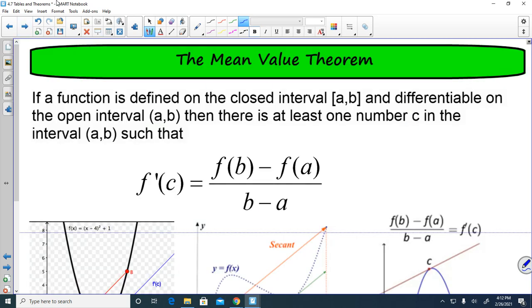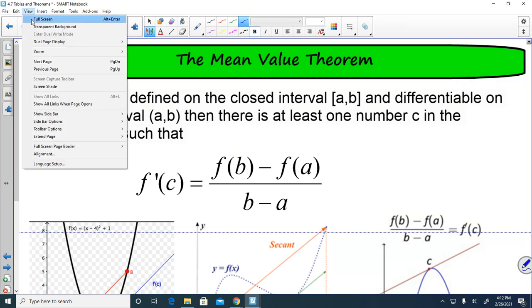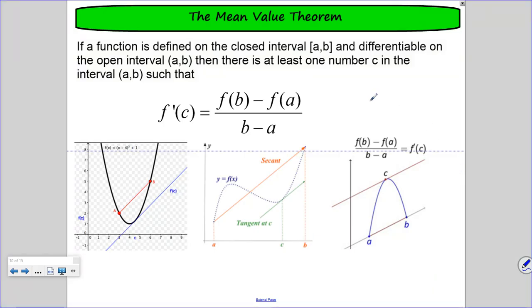Now let's talk about the mean value theorem. You're going to need to see the whole thing. Mean value theorem deals with slope, the value of the slope of an entire interval, and the value of a derivative. So the criteria that has to be met: the function needs to be defined on the closed interval, and it needs to be differentiable, meaning that you can take the derivative. So the way that this looks graphically, differentiable means you have a nice smooth curve.